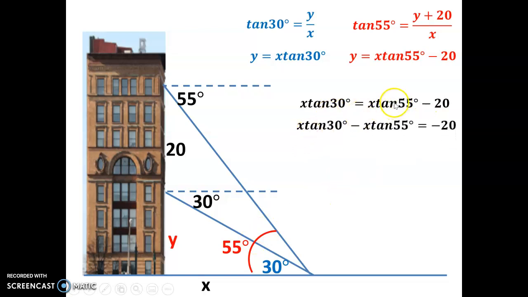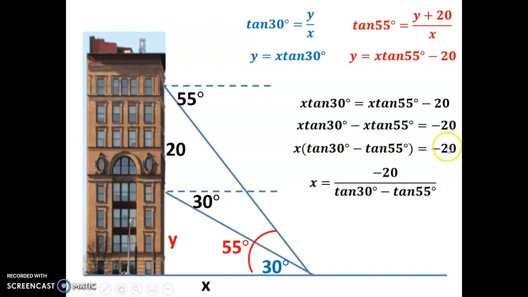Well, I move this x tan 55 onto the same side as this one here. And now I have both x terms on one side of the equation. That means I can factor out x from this side here. I factor out x, and now I have my tangent 30 minus tangent 55. That allows me to solve for x because now I can divide both sides by this statement here. So that negative 20 is now divided by this. Punch that in your calculator, and let's see what result you get.